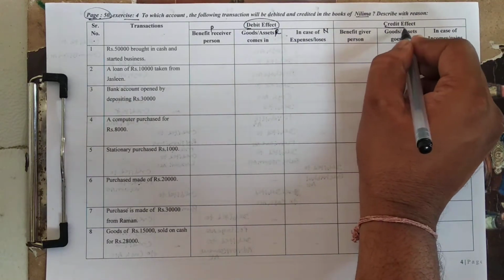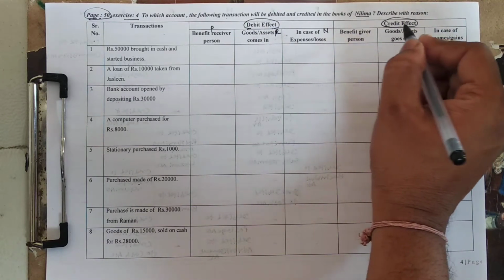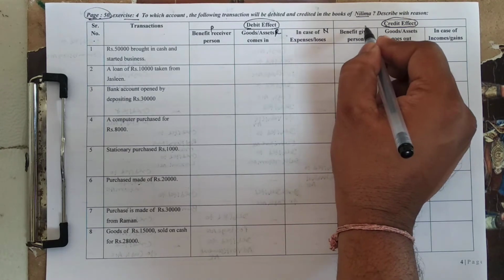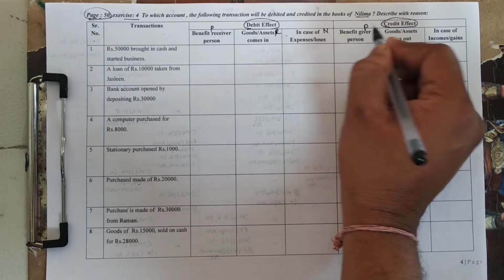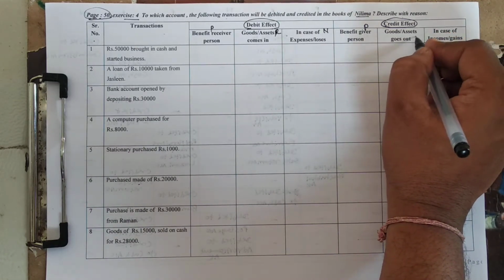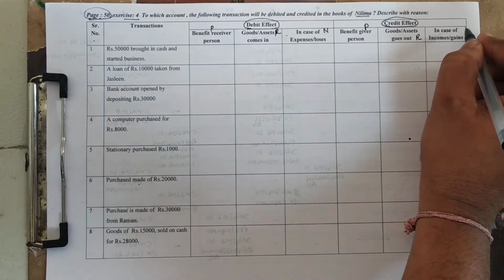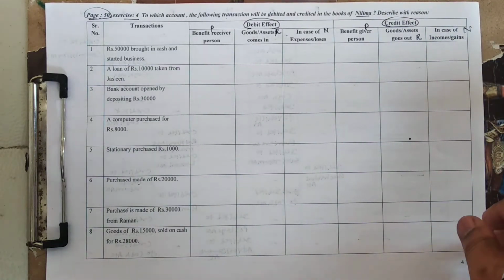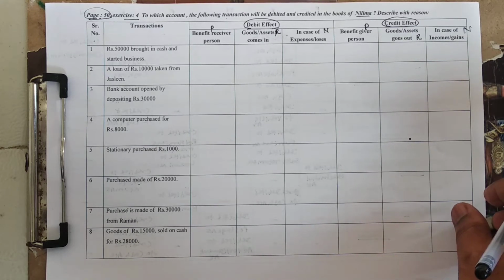In credit effect, according to the rule of accounts, credit the giver. So the benefit person is the giver. This is the column of personal account. Goods or assets going out, so this is the column of real account. And in case of income or gain, income and gain are included in nominal account. Credit income and gain. So let us start transactions one by one.